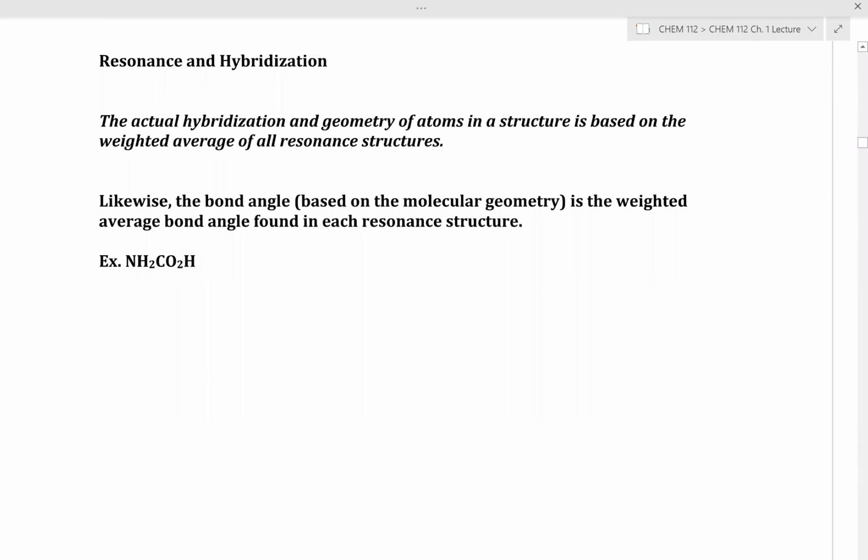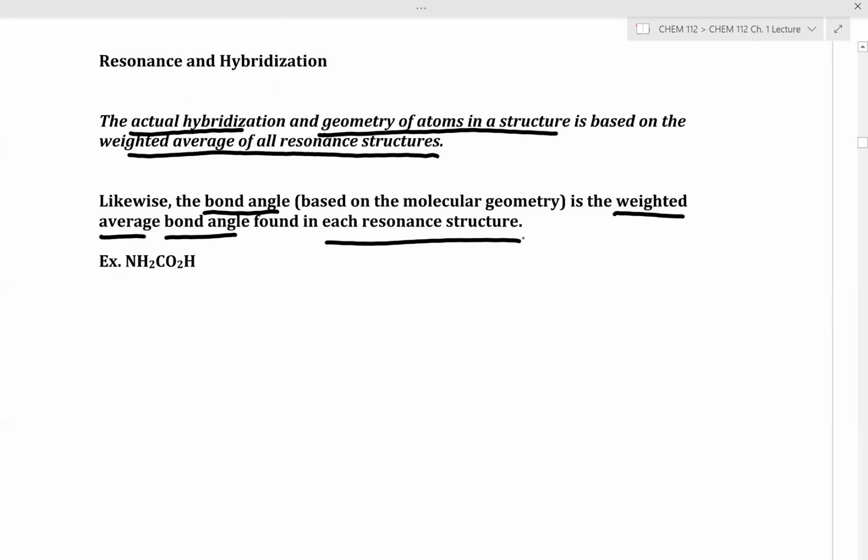Resonance plays a really large impact on the hybridization of atoms. When we think about the actual hybridization and geometry of atoms in a structure, just like our bond order, it's going to be the weighted average of all of your resonance structures. The same is true for your bond angles. The bond angle that you observe for a given bond or set of bonds is a weighted average of the bond angle found in each resonance structure.